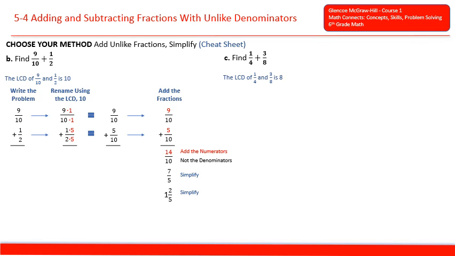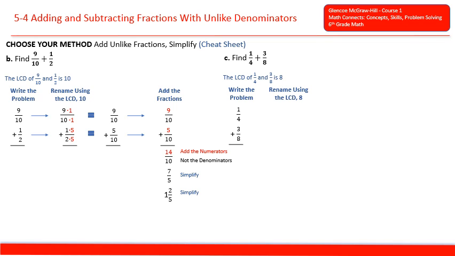Find 1/4 plus 3/8. So the least common denominator of 1/4 and 3/8 is 8, because 8 is a multiple of 4. It is the least common multiple of 4 and 8. And the least common multiple is the least common denominator. So write the problem, 1/4 plus 3/8.